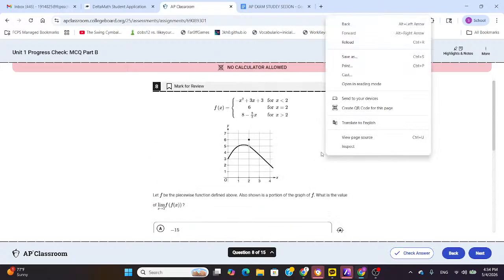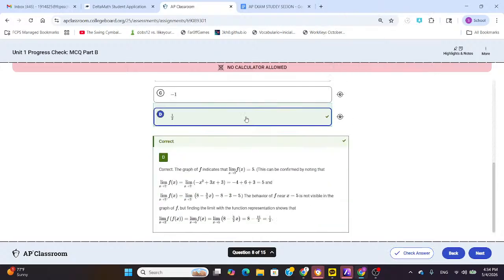I told you so. That's why I'm the GOAT, because you just have to look at the graph. You just have to look at the graph.